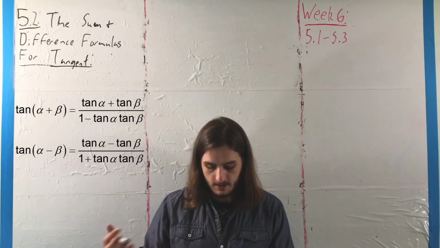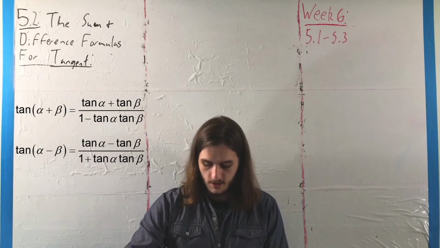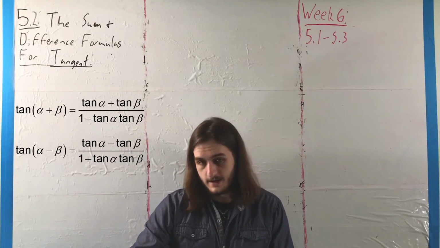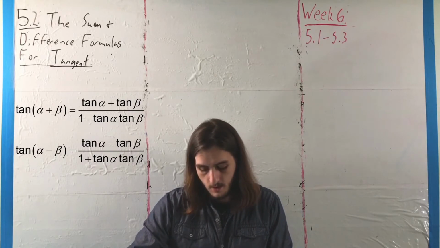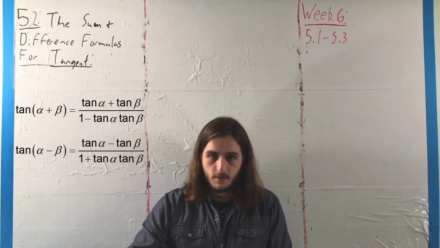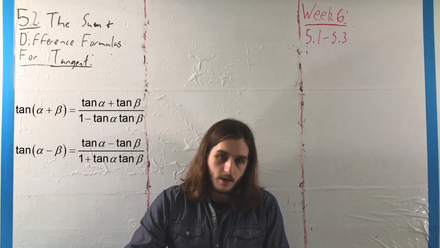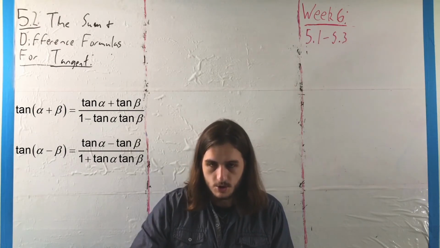So, if we want to talk about what these each kind of look like, the tangent of a sum is equal to the tangent of the first plus the tangent of the second divided by 1 minus their product, whereas the difference is the difference of tangent of the two angles over 1 plus the product of tangent of each.